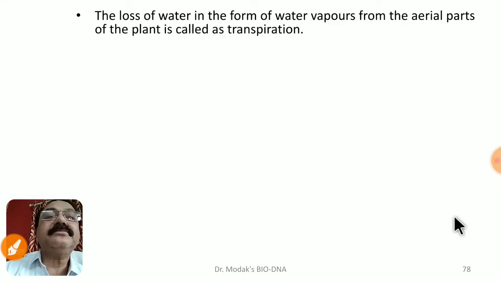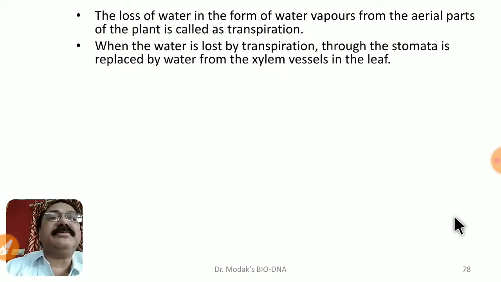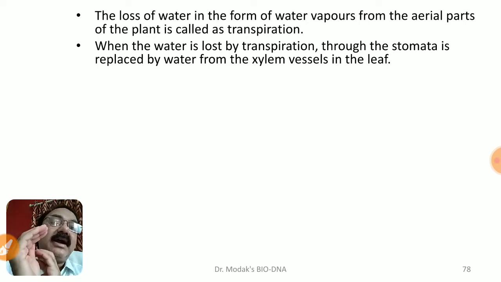See, the loss of water in the form of water vapors from the aerial parts of the plant is what we call transpiration. When the water is lost by transpiration through the stomata, try to understand now. The stomata are covered by guard cells. These guard cells lose water.